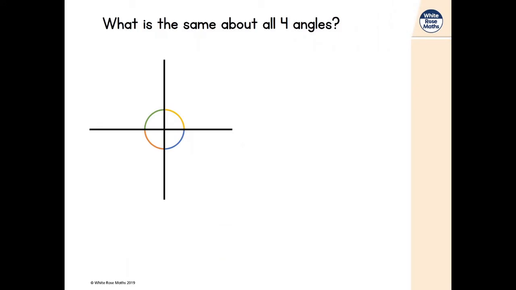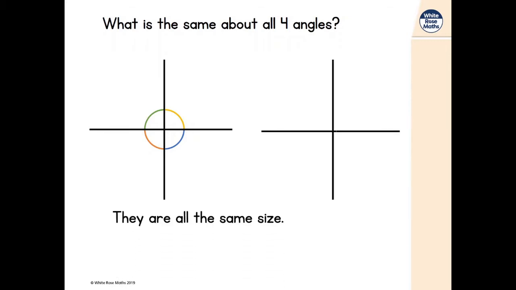Here we've got that same drawing and those 4 angles and a question. What is the same about all of the 4 angles? They're all the same size, aren't they? And you can see that all 4 of them together make a full turn. Let's watch this on the diagram on the right. 1, 2, 3, 4, all those four make a full turn, what you may call a circle or a full turn round a point.